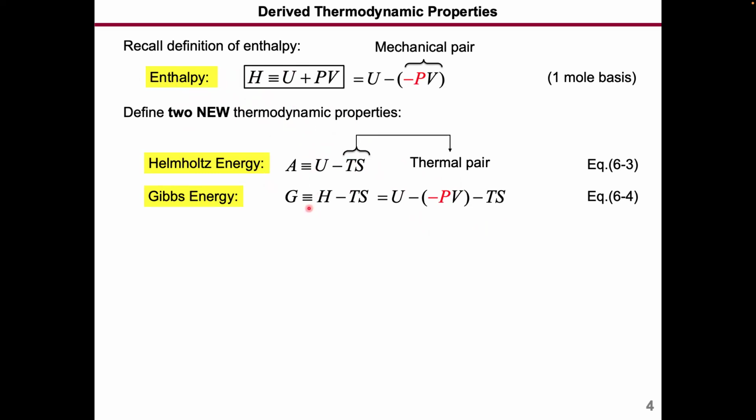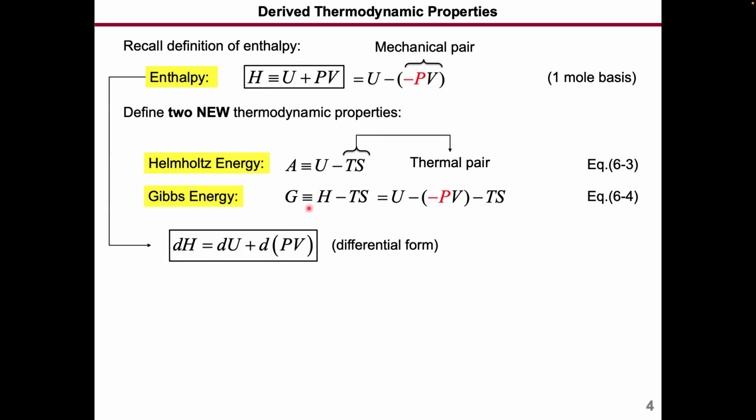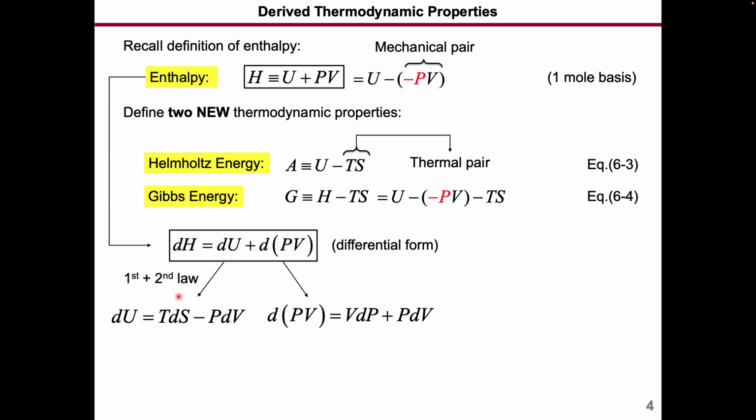Now, these are the definitions. We can also go ahead and do the differential form of these energies. So dH is going to be equal to dU plus d(PV), right? So this is your differential form. From combining the first and second law, we already know dU. dU is equal to TdS minus PdV. This is from the previous slide. And then d(PV), we are just splitting it out. So d(PV) is equal to VdP plus PdV, right?